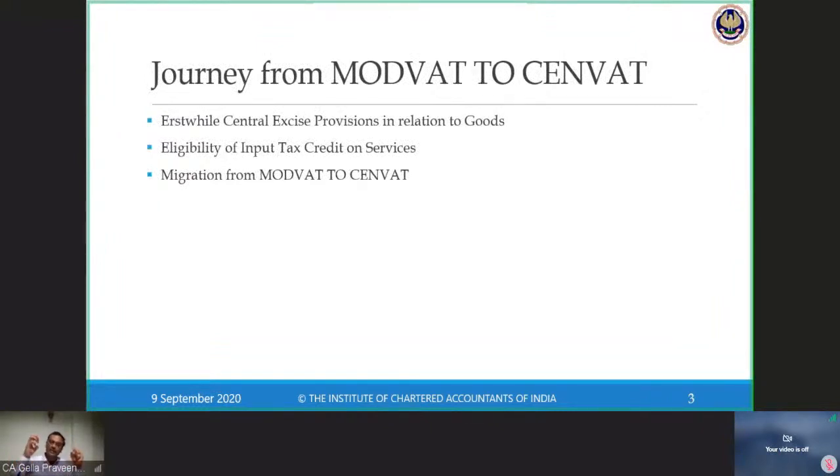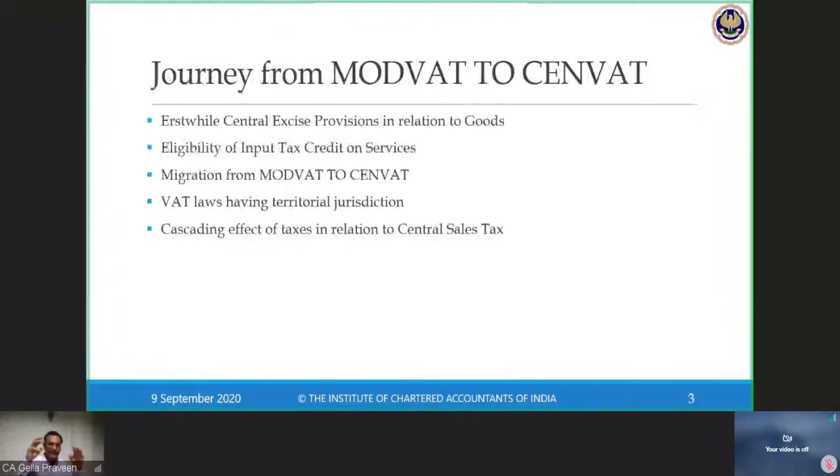Both were allowed for netting off. This was the origin of SENVAT. Under VAT laws, every state has its respective territorial jurisdiction, where any tax levied in that particular state can alone be set off or availed as an input tax credit. In case any goods are purchased from outside the state, then there is a central sales tax, which has a cascading effect of taxes.